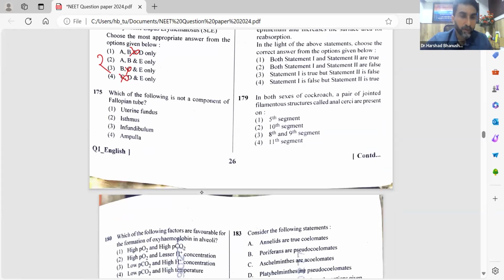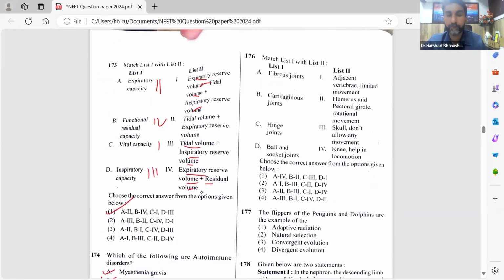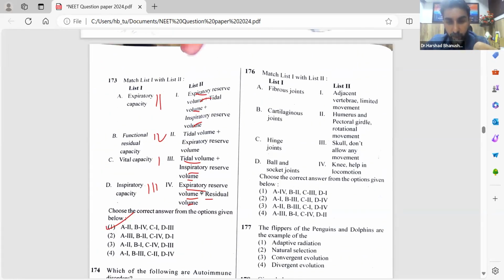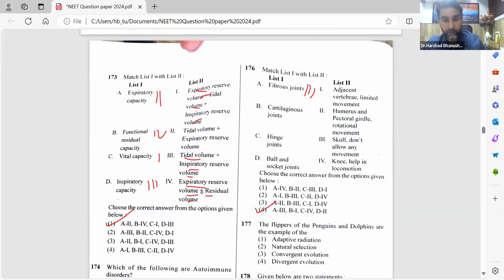Which of the following is not a component of the fallopian tube? Fundus is a part of the uterus, not a part of the fallopian tube. So the answer would be option 1. Fibrous joints are found in the skull. So A would be 3. There's only one option which matches that. So a straightforward answer.